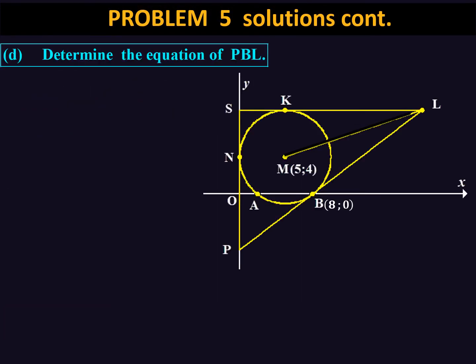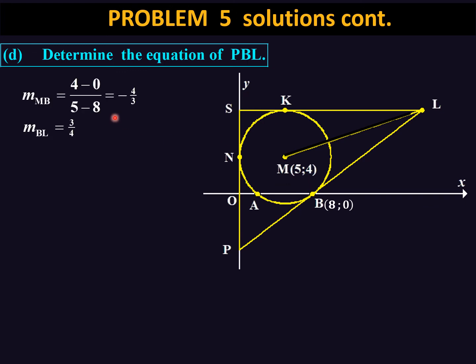Now let's look at question 5D. Determine the equation of PBL. Let's see, where's PBL? That's the tangent. Very standard procedure. Find the gradient of the radius, then use it to find the gradient of the tangent, and then just find the equation.